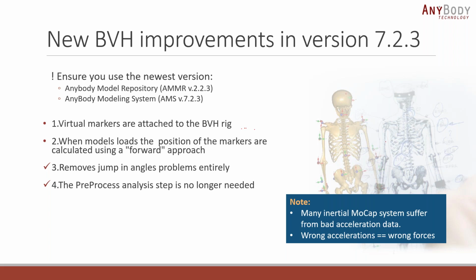It's already set up, and it's using an example file from the Cand.Scient.Tech system. All these virtual markers are attached to this BVH rig in the new version, and these markers are automatically calculated now by the AnyBody Modeling System when the model loads. Previously, it was really part of the model, and it required a pre-process step, which had some difficulties. It could, for example, have angle jumps, and there were many solutions to some of these kinematics issues. Therefore, I really recommend that you use the newest version.